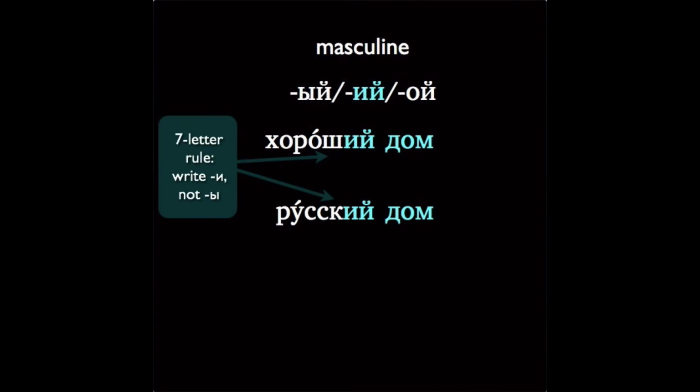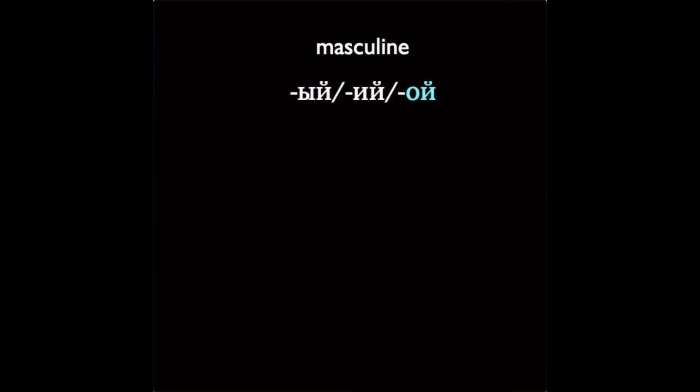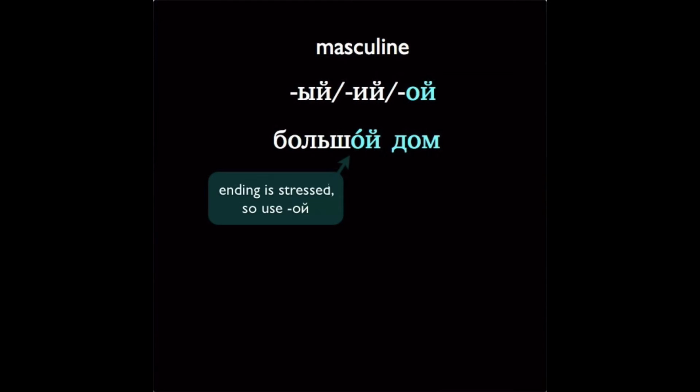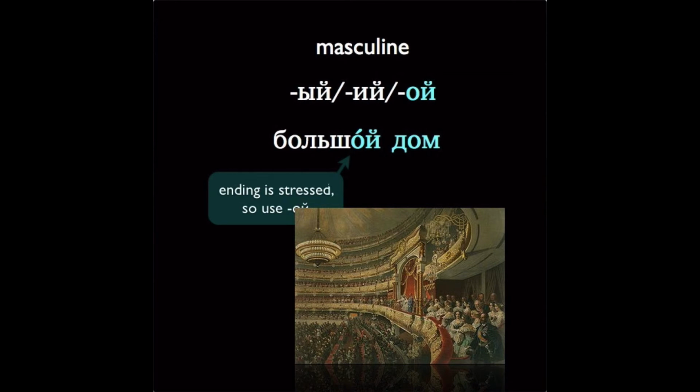And there was one more possibility. If the stress falls on the ending of the adjective, then the masculine singular adjective ending is ой. For example, большой дом. Easy way to remember this is to think of that most famous theater in Moscow, the Bolshoi. People sometimes say Bolshoi in English, but really it's большой with stress on the ending, and that's why it ends in ой. What about feminine nouns?